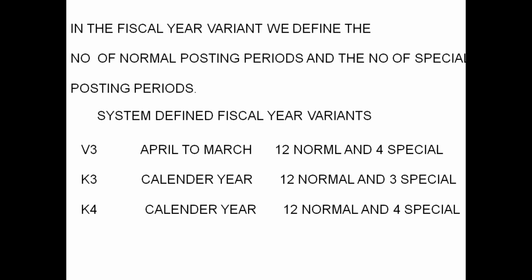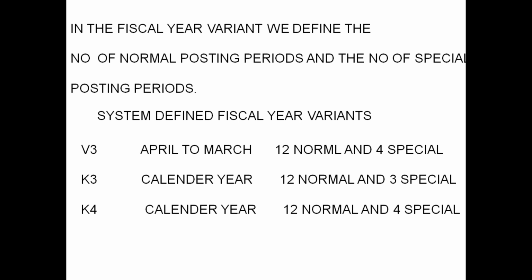Now with which variant you will set up your company code, that you have to decide. So you will ask your client according to which variant they want to set up their accounting books, and accordingly we will attach that variant to the company code. So for example, if they are not working according to April to March, in that case we'll give the option to the client for the calendar year.